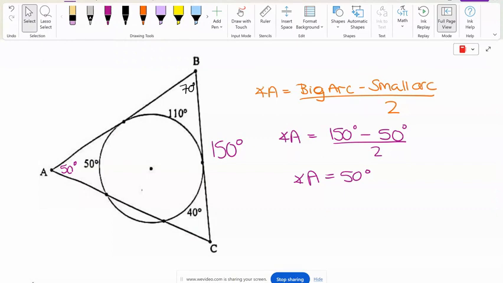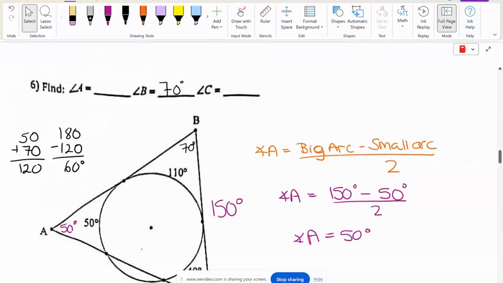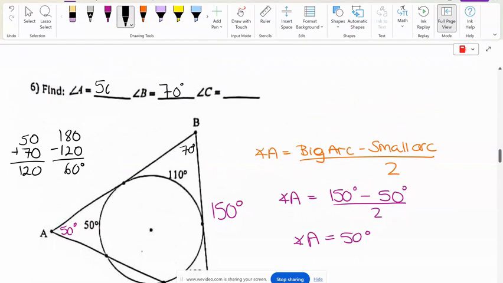What's another way we could have done this? Abby? Good. Notice that angle C is an outside angle and say big arc minus small arc. I don't care which way you do it as long as we get it. So I'm going to add the two angles. 50 plus 70 is 120. And then 180 minus 120 is 60 degrees. So angle A was 50 degrees and angle C was 60 degrees.